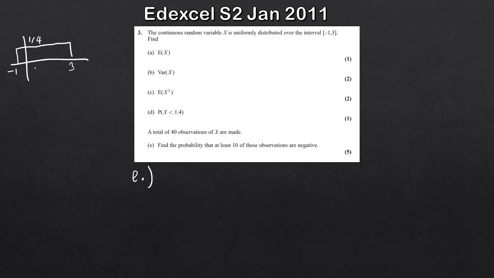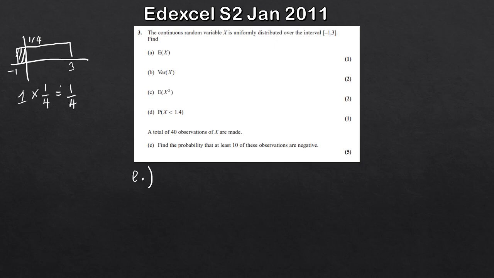So if it's negative, that means everything in this area here, from minus 1 to 0, that's negative. Okay, so we want the area of this rectangle here. Well, that's just simply given by 1, because this is 1 unit in length, times by the height, which is a quarter. So that just gives us a quarter there.